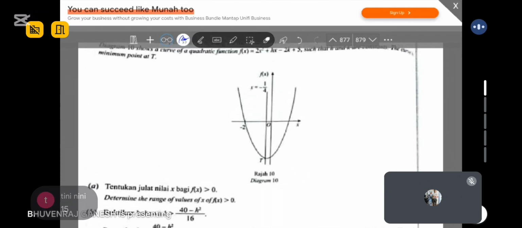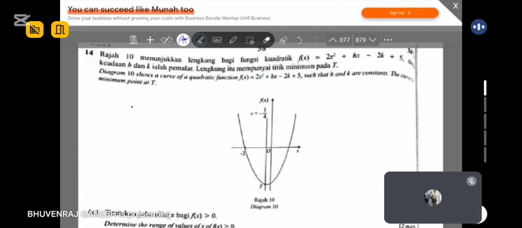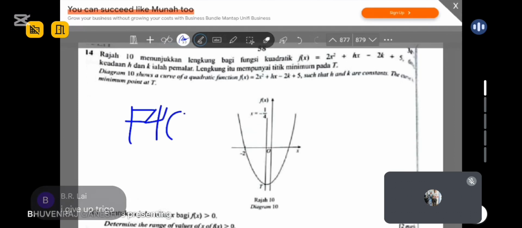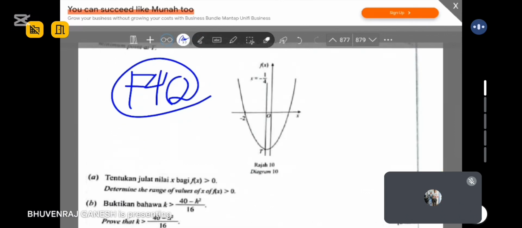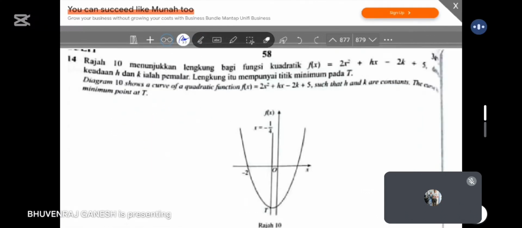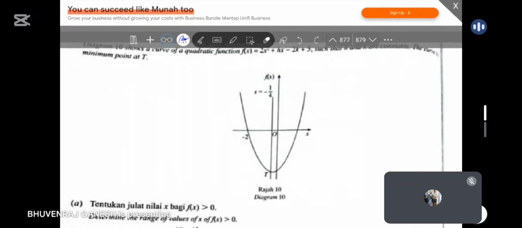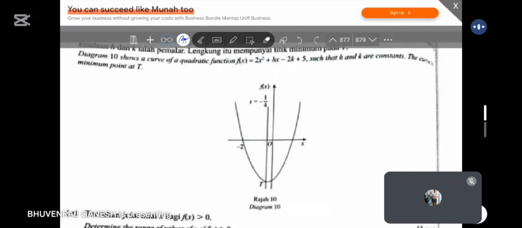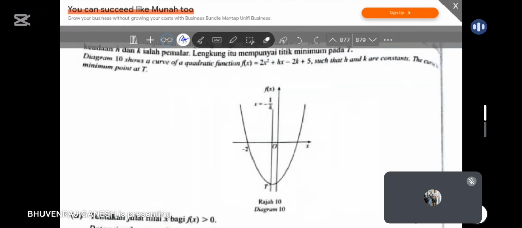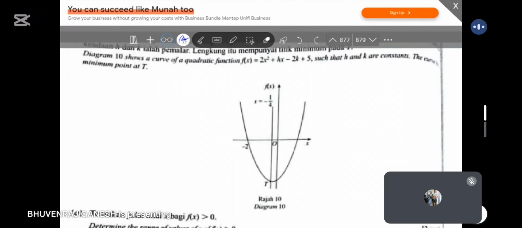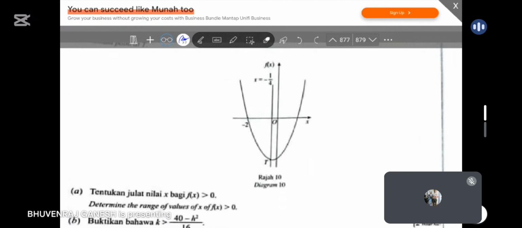This one is Form 4, chapter 2. Quadratic, right? That's why they put it in section C, because they know that a lot of people don't understand this chapter. So you must choose the question based on what you feel is the easiest for you. Pilih soalan yang senang dengan kamu. Alright, so let us see this question.